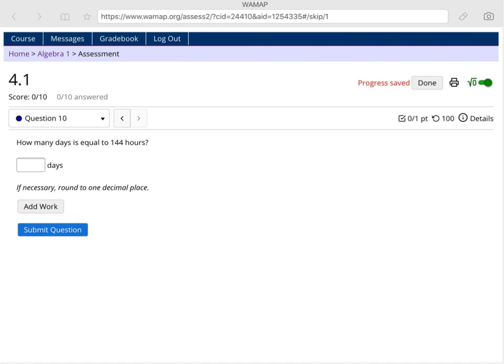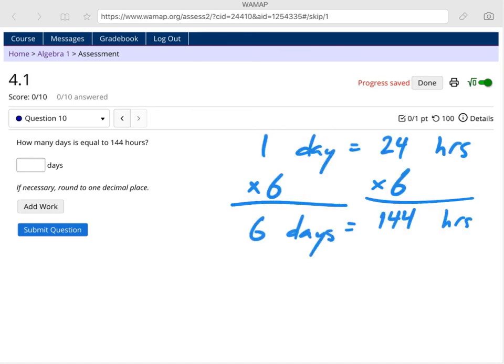Well, I want to end up with 144 hours. So really, it's a question of 24 times what equals 144. And again, you can break out your calculator and actually figure it out that way. It ends up being 6, because 144 divided by 24 is 6. Which means then I have to multiply this also by 6, and so we end up getting an answer of 6 days that is equal to 144 hours.